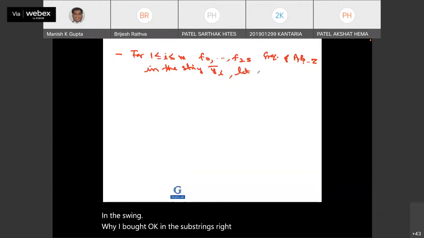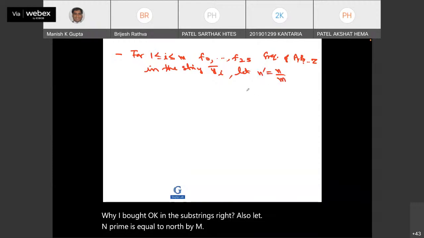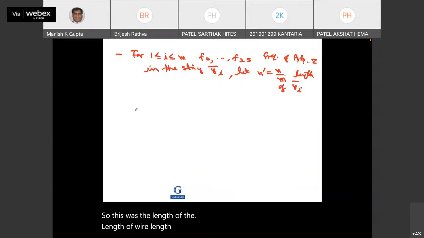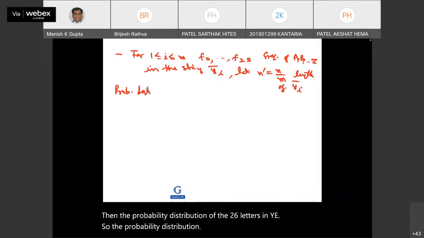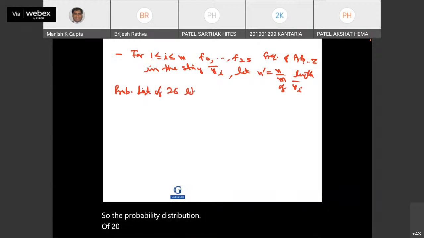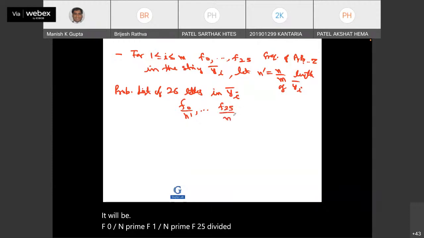Also let n′ = n/m. This denotes the length of the string yi, right? Then the probability distribution of the 26 letters in yi will be f0/n′, f1/n′, up to f25/n′, right?